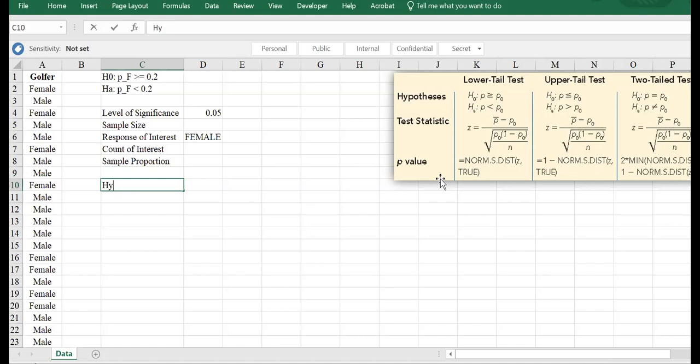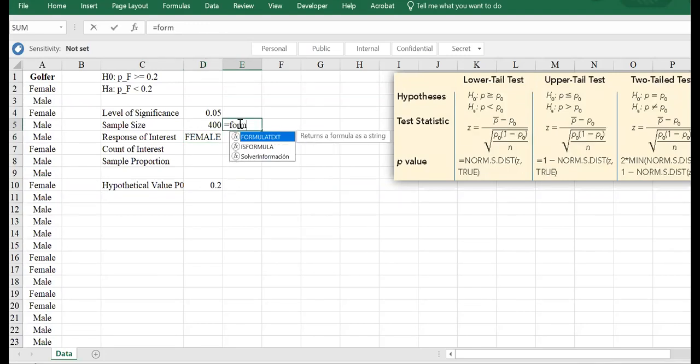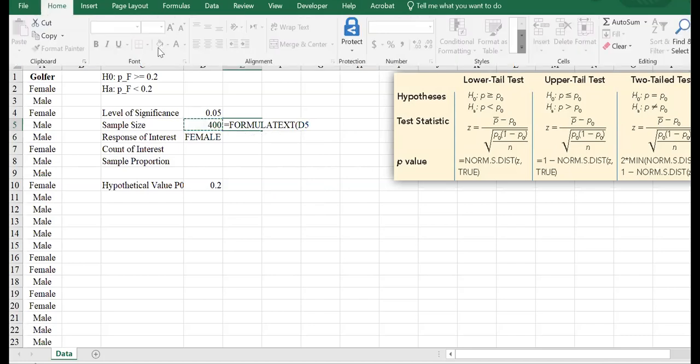So, hypothetical value P0. It's given in the question, in the null and alternative hypotheses. So that would be 20%. So we have P0. Let me just fill out the rest. Sample size is the count of my sample. I already know that my sample has 400 cases, 400 golfers in it.